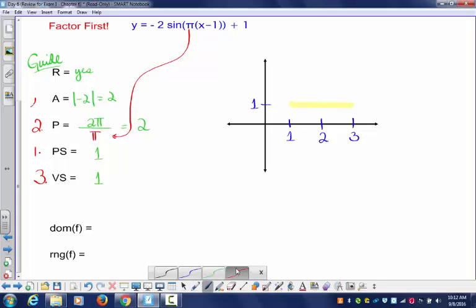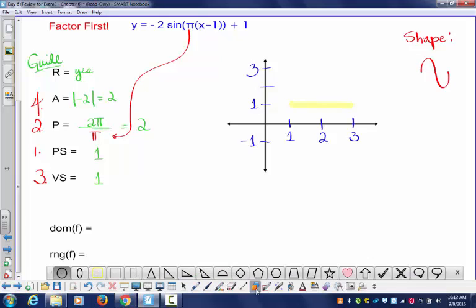Amplitude comes next. Now that we know where our center line is, we need to figure out how far above and below the center line this guide function will go. 2 is the amplitude. So we need to have enough space on our graph to go up 2 and down 2. And then we have to deal with their shape. And the shape for a sine looks like that. And our key points, 1, 2, 3, 4, 5 key points.